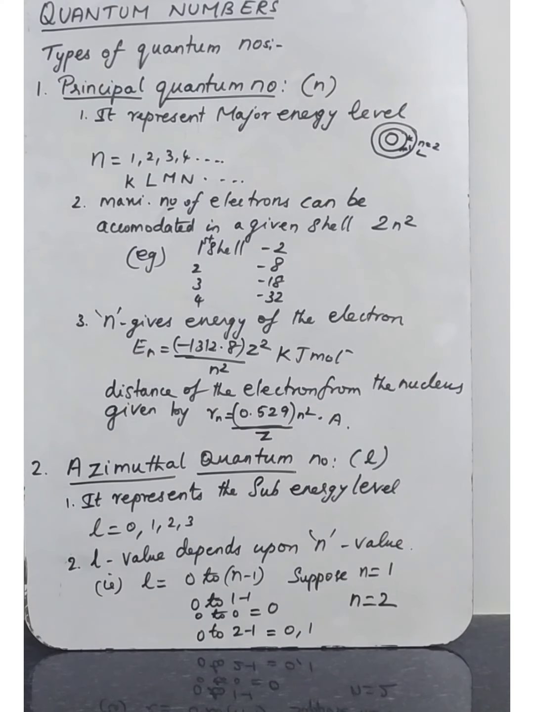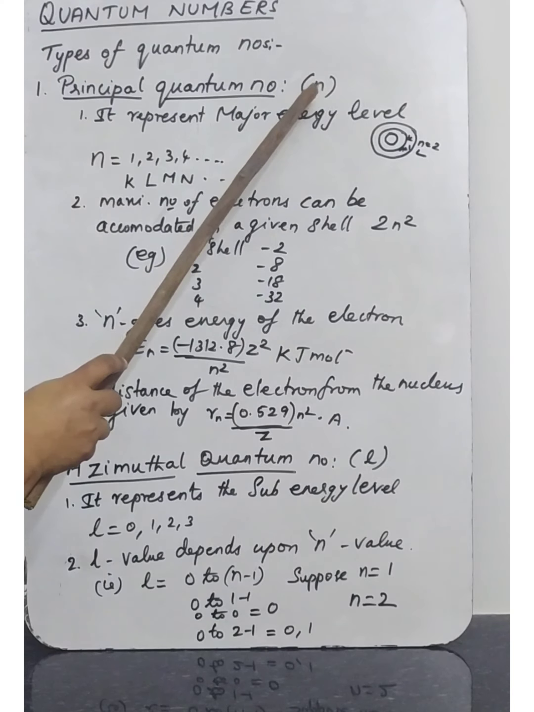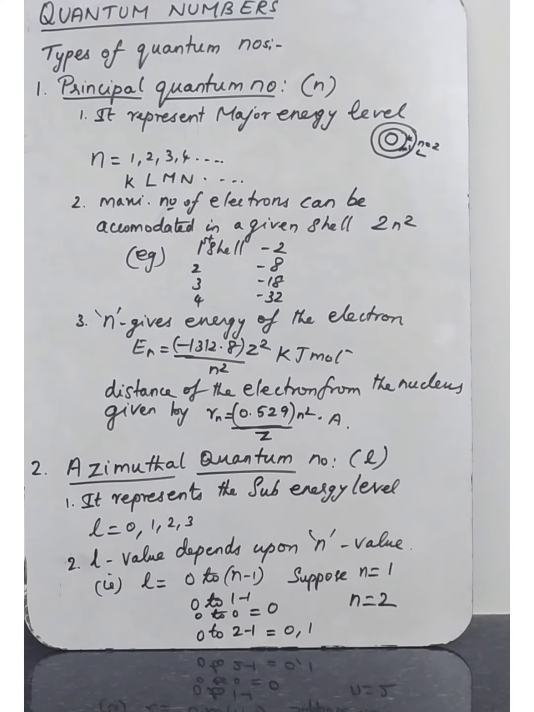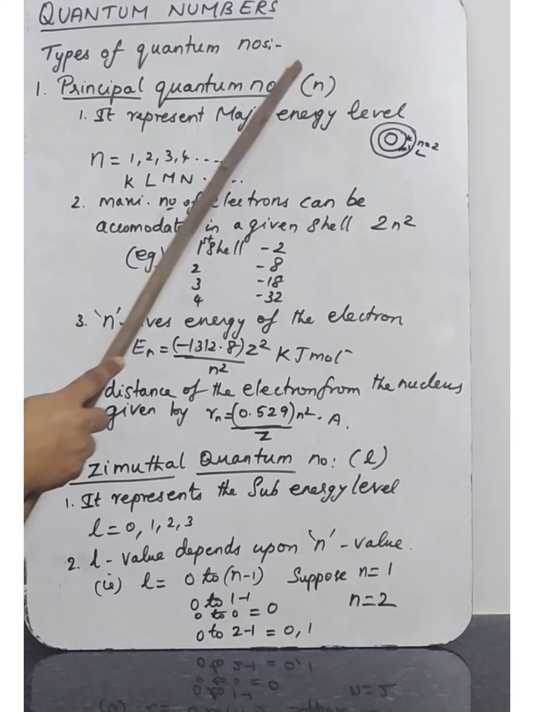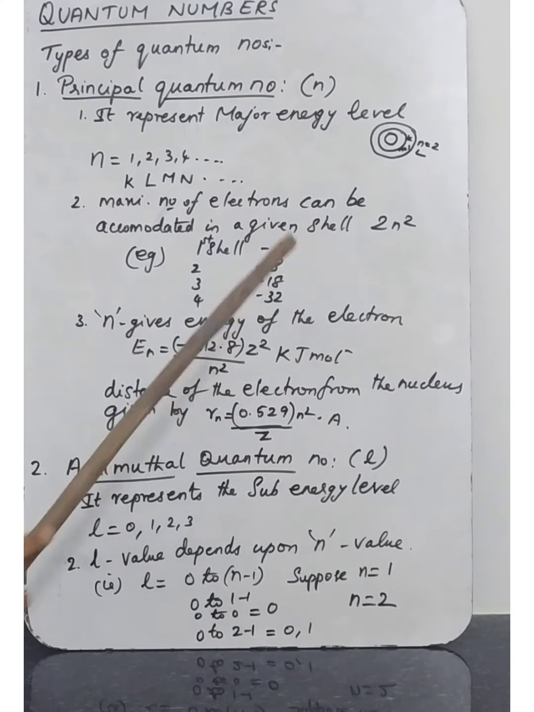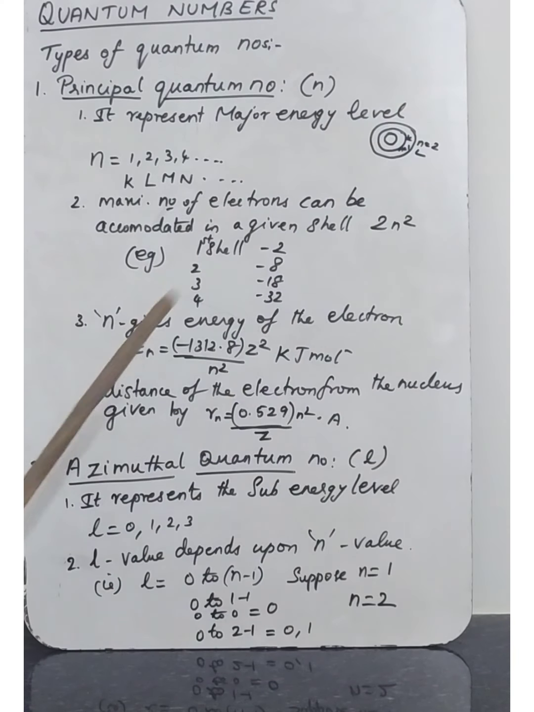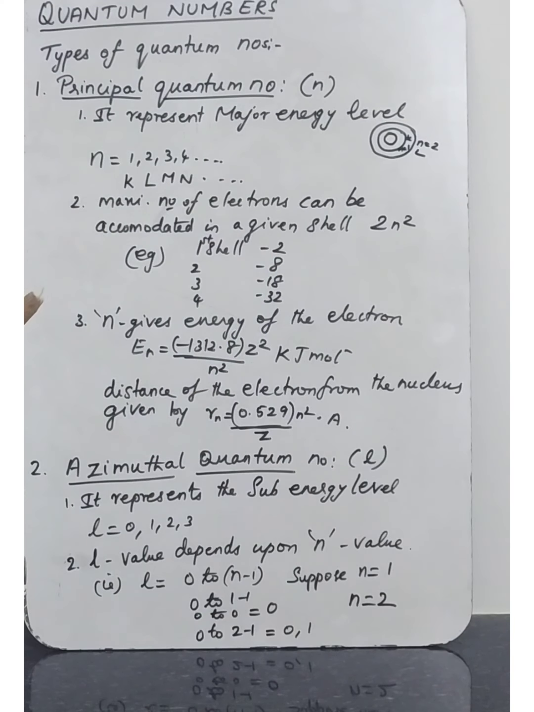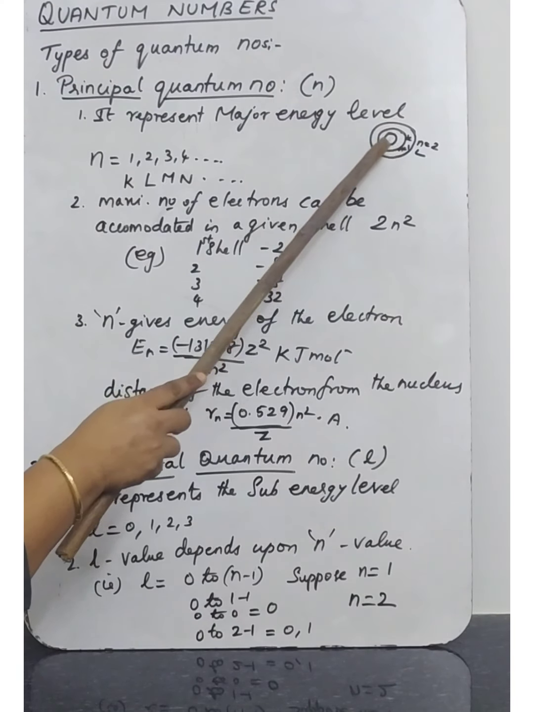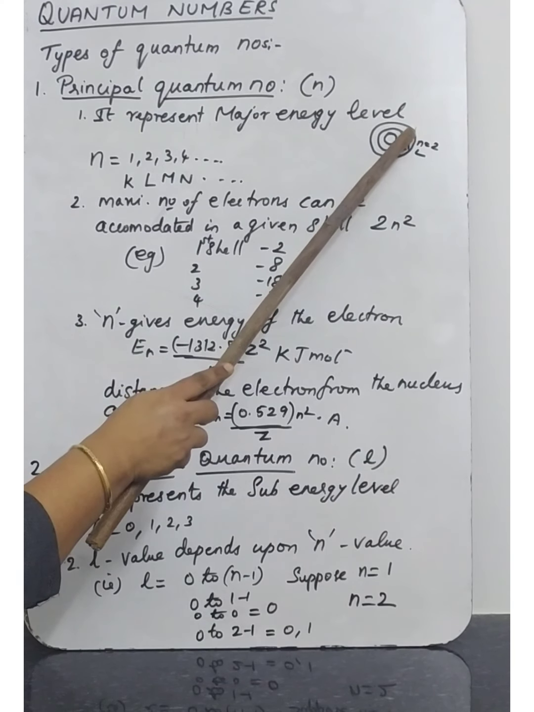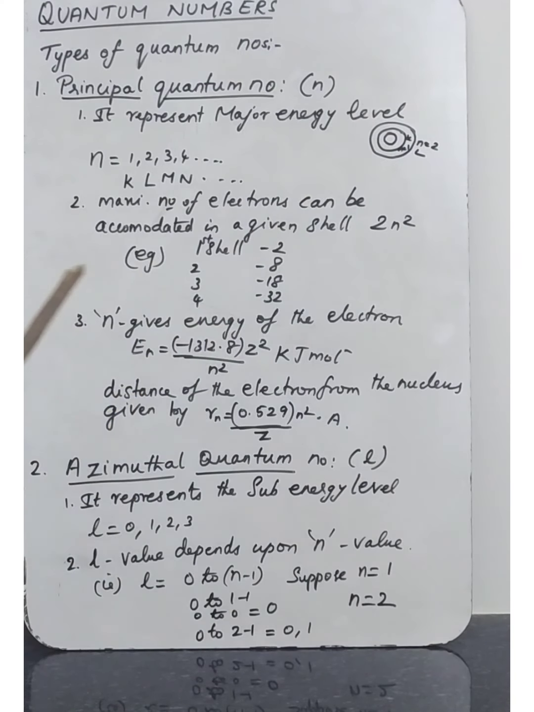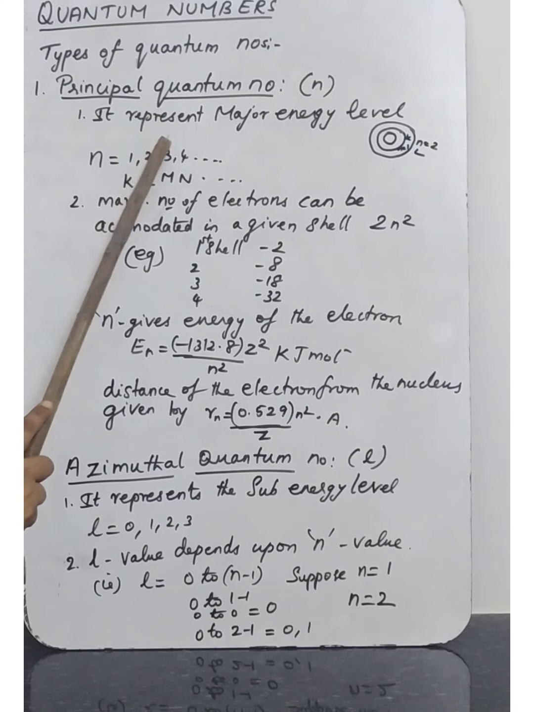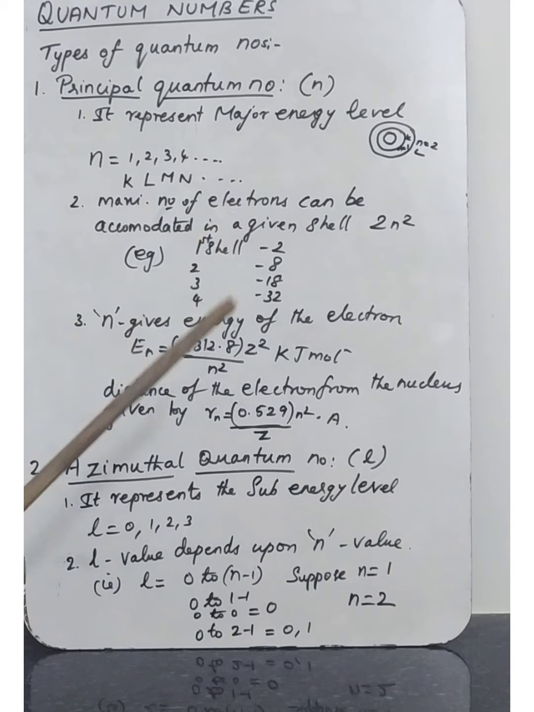The principal quantum number is represented by the symbol small n, and it represents the major energy level. That is nothing but the main shell. The electrons which revolve around the nucleus in a fixed, circular path, that circular path is called the major energy level, or main shell. So this principal quantum number represents the major energy level.